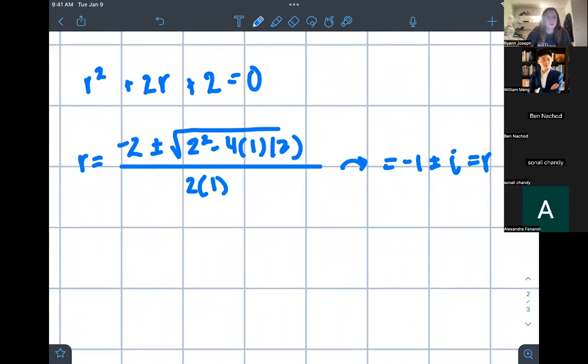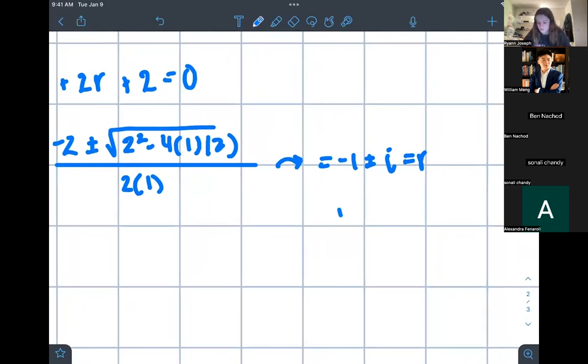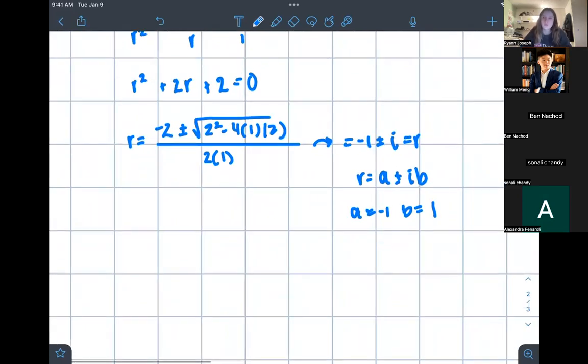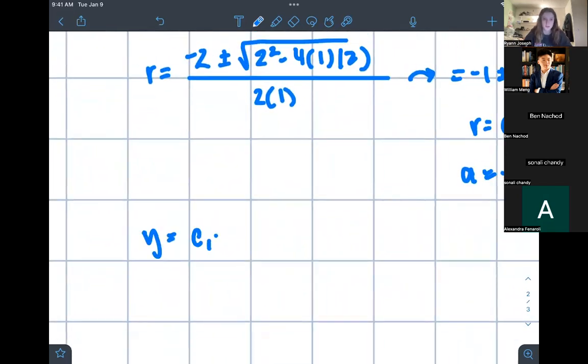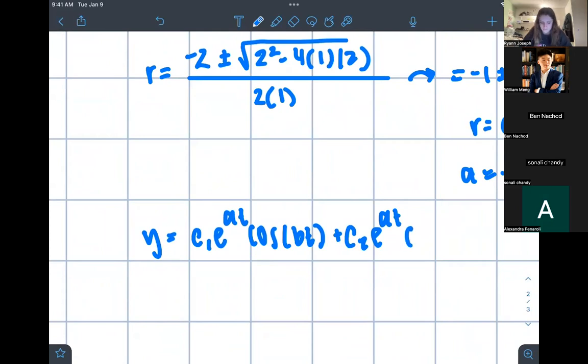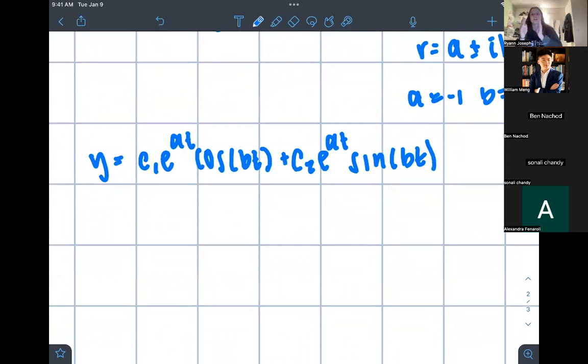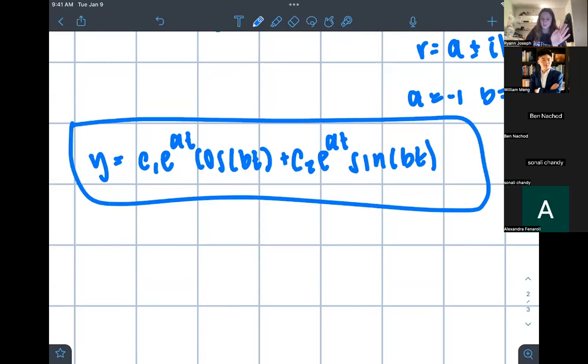Okay, so we see this is our r, and it is of the form a plus or minus ib, where a is equal to -1 and b is equal to 1. We know from that chart that I discussed earlier, which is going to be on your cheat sheet for this exam, your solution looks like this. If you're given a second order differential equation and the roots are complex, it is always of this form every time. So I would have that on a cheat sheet.